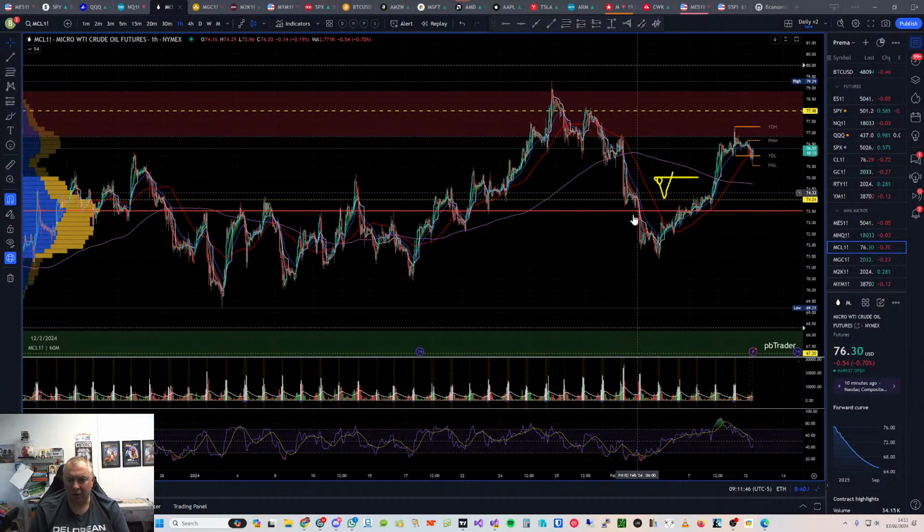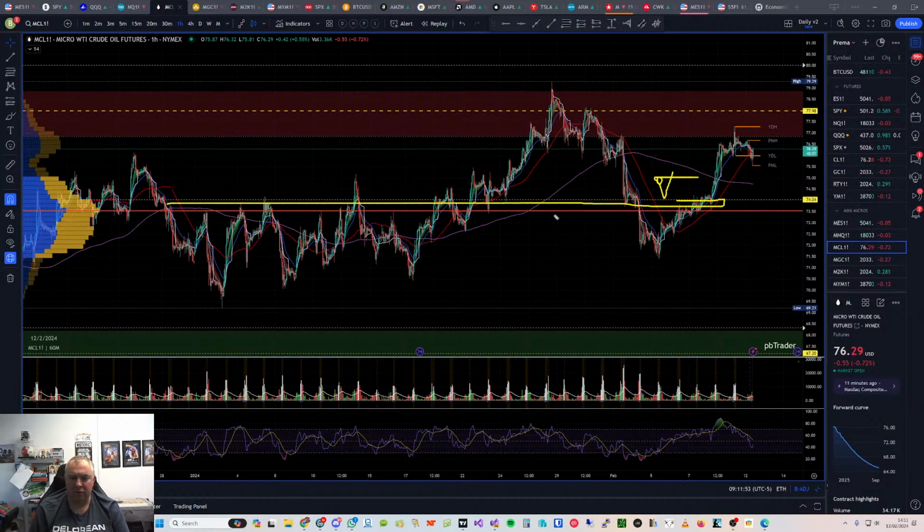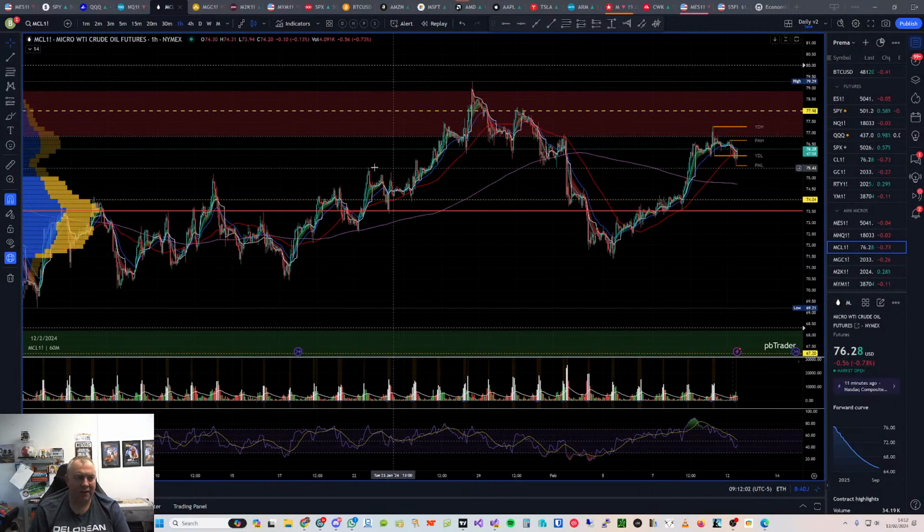Quite a lot of volume below. So potential bounce can be in the same area we've already got marked up at 74. And I think that's it really for oil. And we really want to see it break out on the daily.